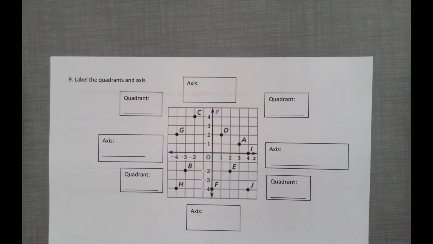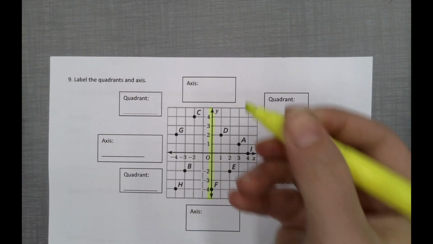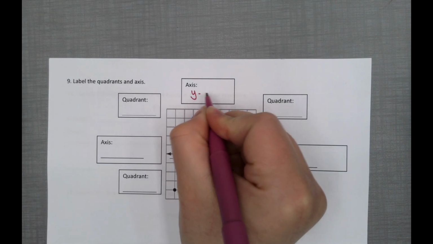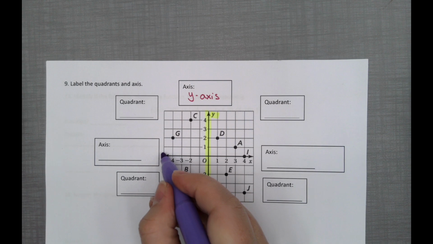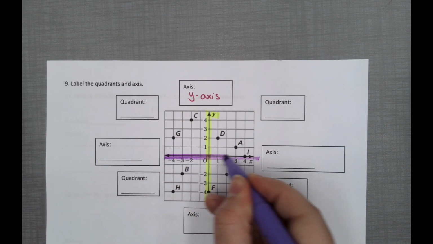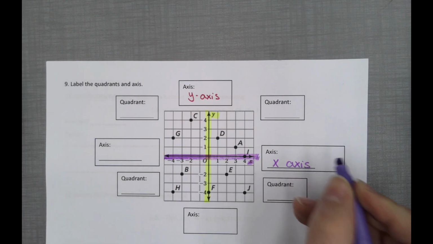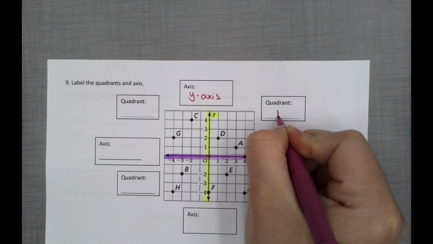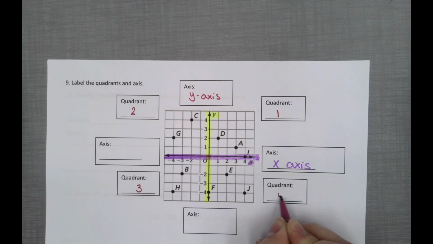So the axes are these right here. This is your y-axis. And then here is your x-axis. For your quadrants, you're going to start in the upper right-hand corner. We can go quadrant 1, quadrant 2, quadrant 3, and quadrant 4.